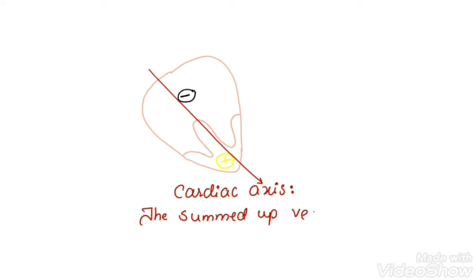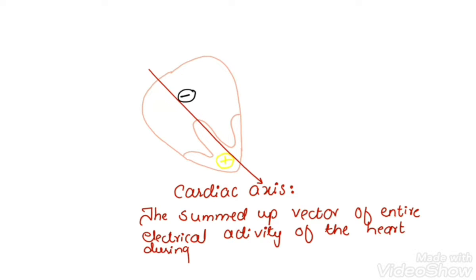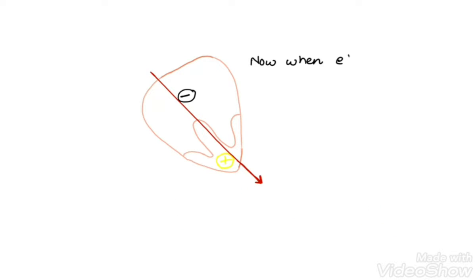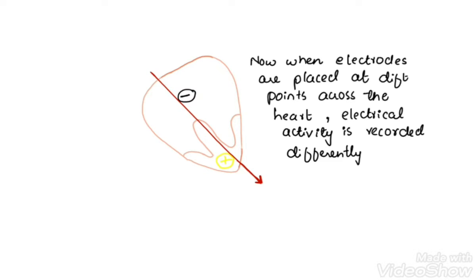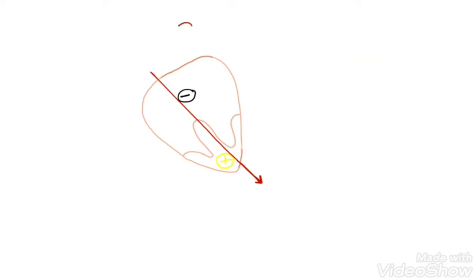The electrical activity of the heart generates a vector which changes its direction throughout the cardiac cycle. The summed up vector is known as the cardiac axis. So now if electrodes are placed at different points, the same cardiac axis is recorded differently in these different electrodes. Let's place a positive and negative electrode. The axis of this electrode is along the cardiac axis, and so a positive deflection will be recorded.